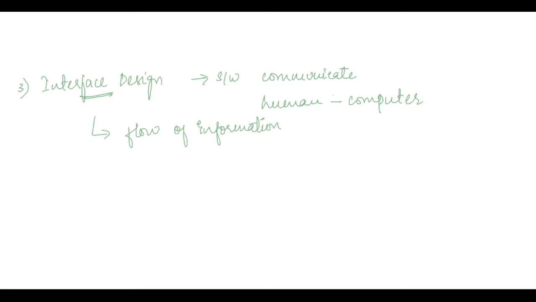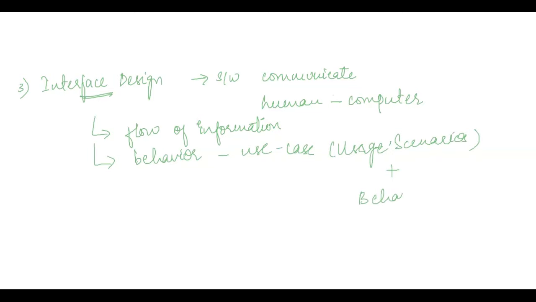So within these four different elements, how the information is flowing from one element to another is going to be identified. And what is the behavior of the system? How is the behavior going to be identified? The behavior can be identified by making use of the use case diagram. When you're making use of the use case diagram, it is going to focus upon the different use case scenarios, the different usage scenarios, plus all the different behavioral elements. So this is your interface design.